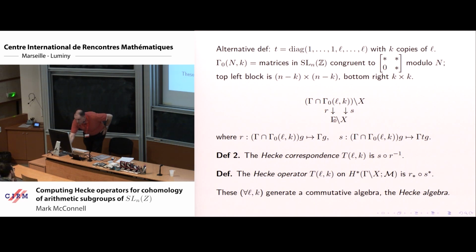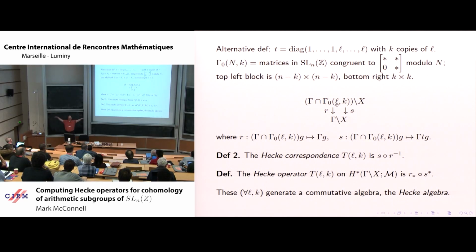Pick a point downstairs, pull it up by R, and you get multiple points, their number given by the index. Then push those multiple points back down by S, and generically they'll all go to distinct places. So that's why it's a one-to-many map. So the Hecke correspondence, T_{L,K}, is defined to be S after R inverse. Then on cohomology, everything dualizes, so it's R lower star, a pushdown, after S upper star.